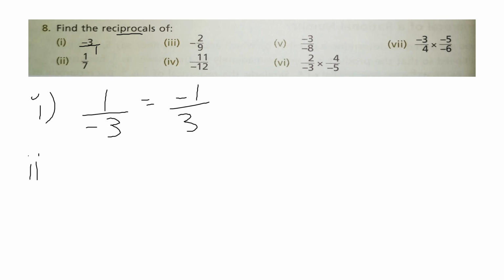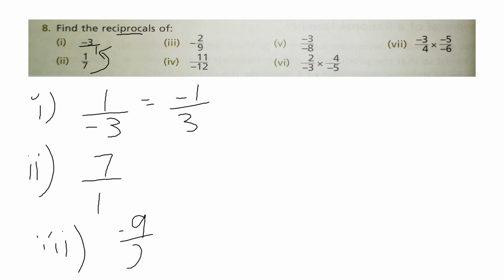Then the second part is 1 by 7. So the reciprocal will be 7 by 1. Means you inverted that fraction. Then the third part is minus 2 by 9. So it will be minus 9 by 2. Then the fourth part is 11 by 12. So it will be 12 by 11. So these are the reciprocals, you simply invert that fraction. Write the denominator in the numerator and the numerator in the denominator. Now these three parts you have to do in your homework.